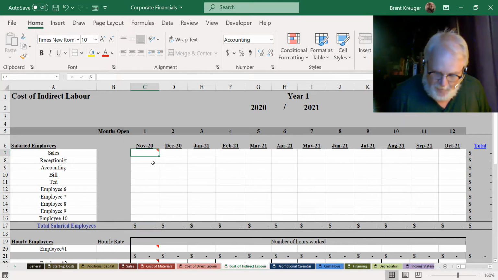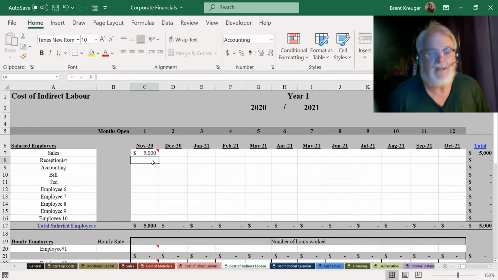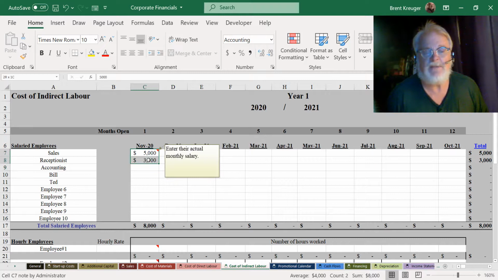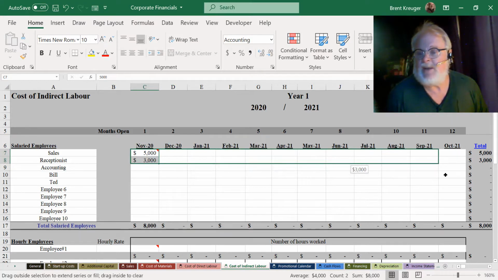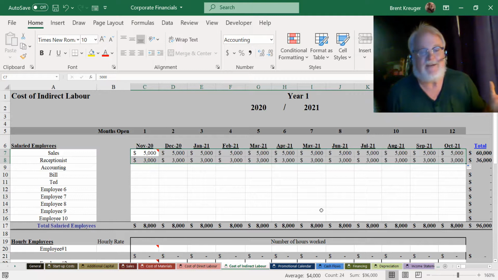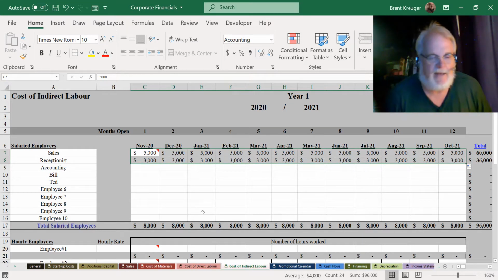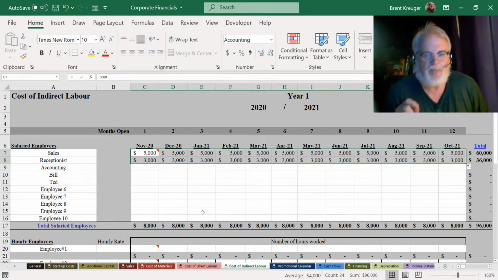So this might be $5,000 a month, and maybe your receptionist is going to be $3,000 a month. And I would just drag that over, and there it is. I've got a salesperson and a receptionist. So this would be like your on-floor salesperson who's going to be there and just deal with the people that come through the door. And again, no matter what happens, this labor cannot be tied directly to the sale.